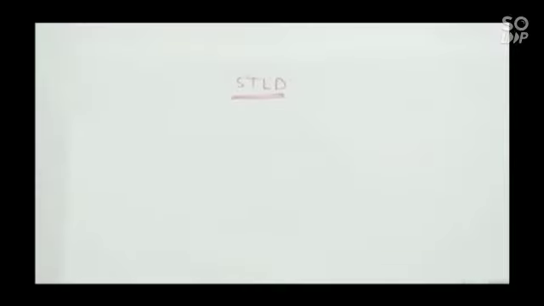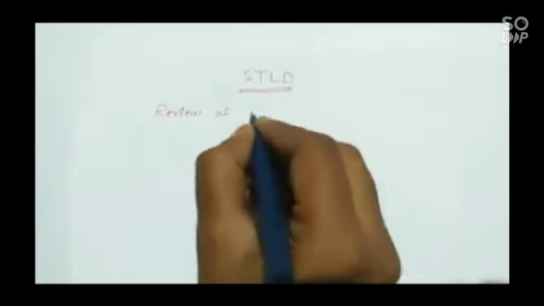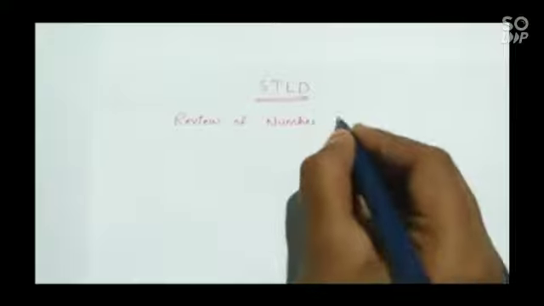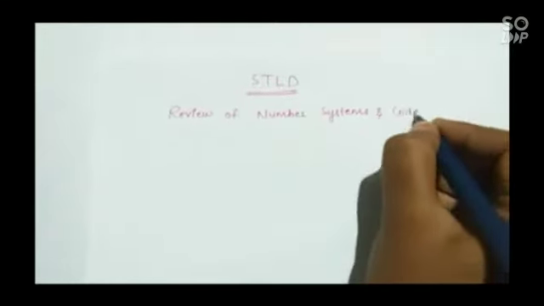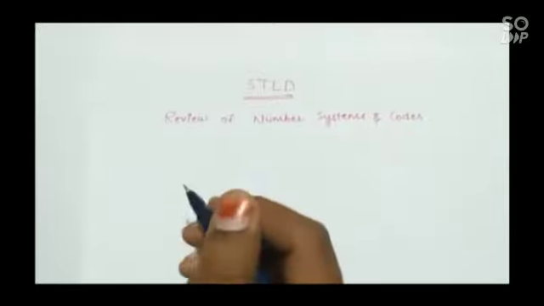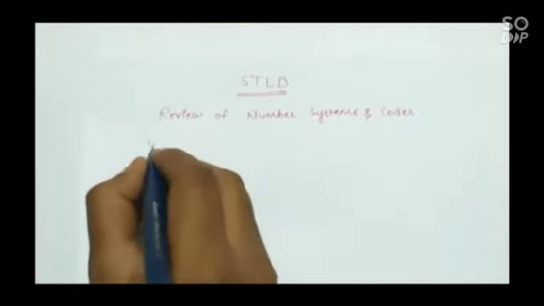Hi everyone. Now in this section we will discuss a review of number systems and codes. Basically, we have so many number systems. We will discuss four types here.